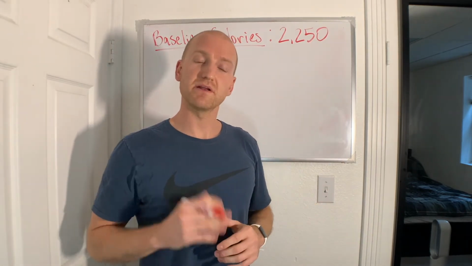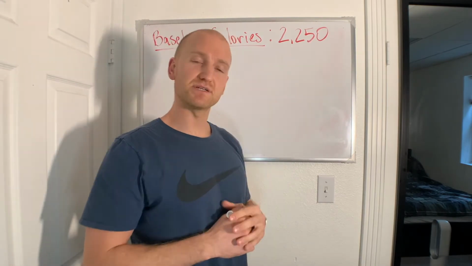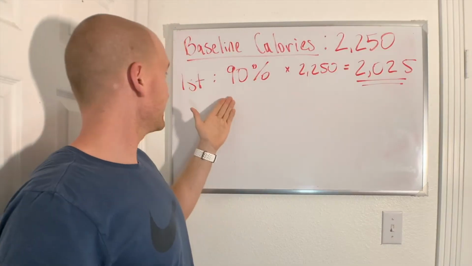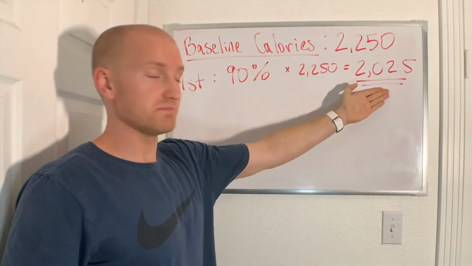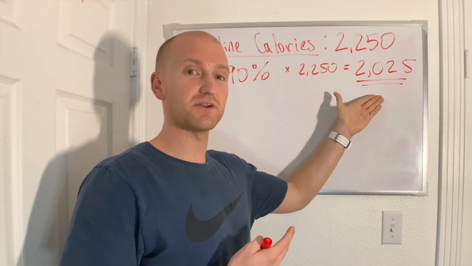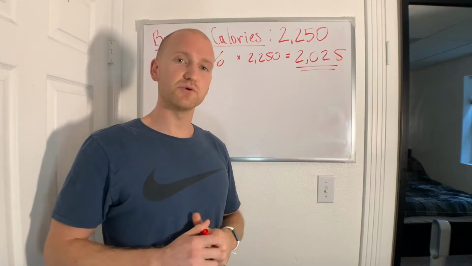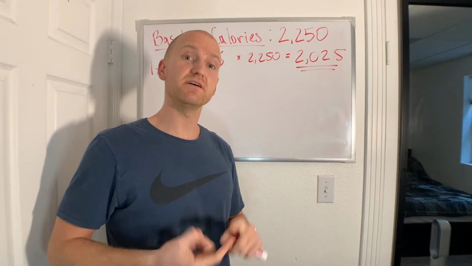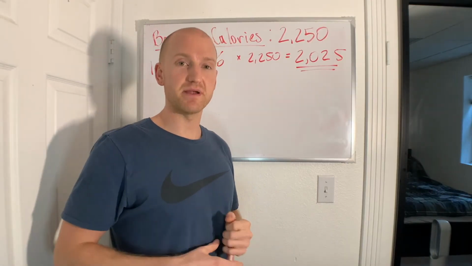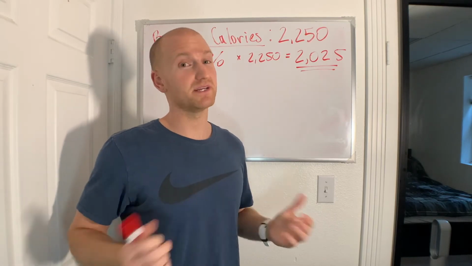So what I recommend on your first week is hitting 90% of your maintenance calories. So 90% of your maintenance calories would be 2,025. Notice how your week 1 calories are only 250 less than your maintenance calories. A good rule of thumb is anywhere between 250 to 500 calories less than your maintenance. I always stick to the less number because I like to eat.